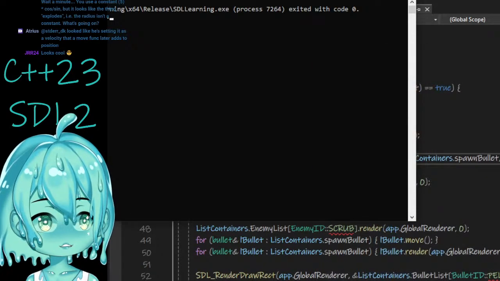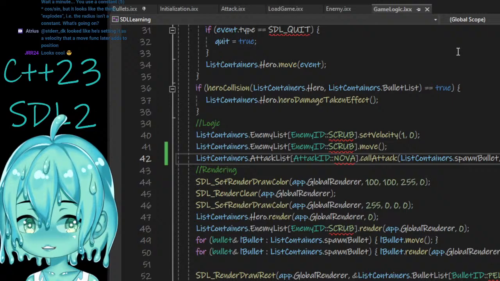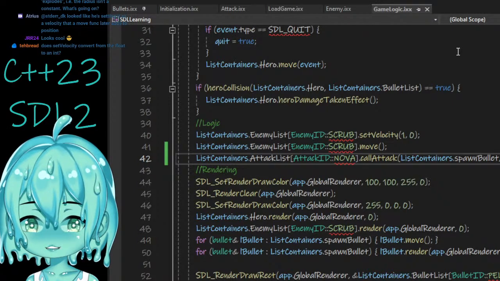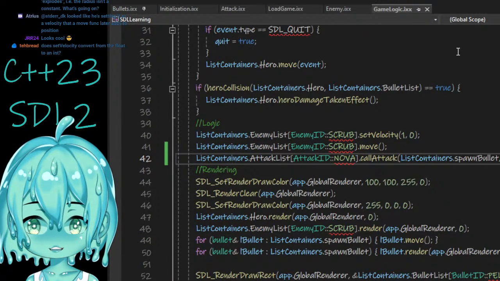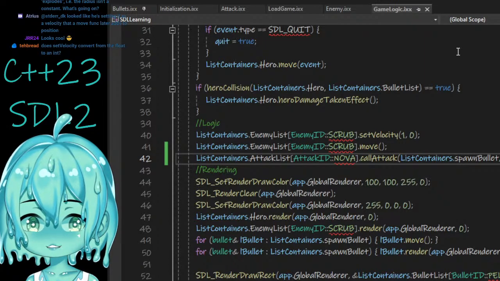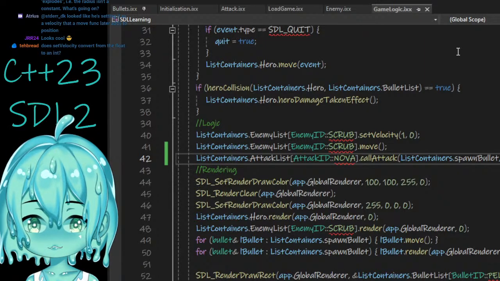Wait a minute. You use a constant 5 times cosine sine, but it looks like the thing explodes. Like the radius isn't a constant. What's going on? It looks like he's setting it as a velocity that a move function later adds to the position. That sounds right. Wait.